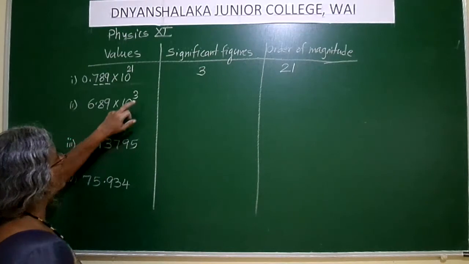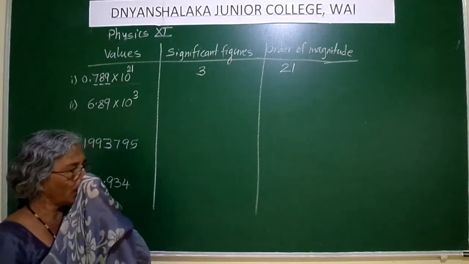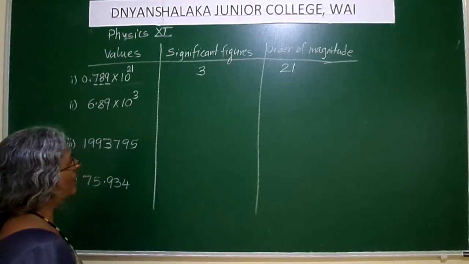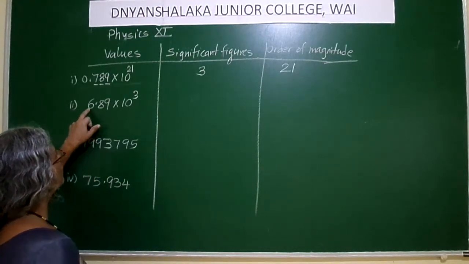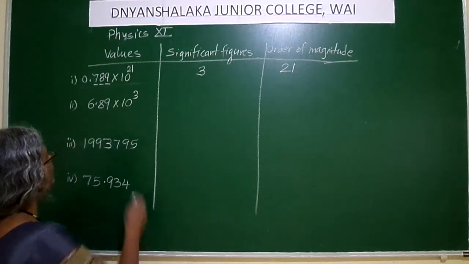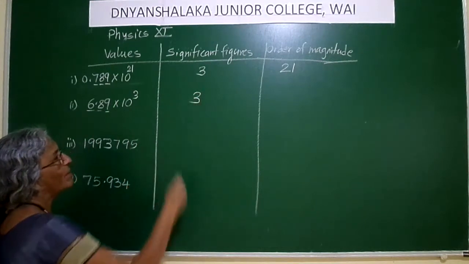6.89 into 10 raised to 3. For assigning the significant figures, there is no problem in it. I can directly write down the significant figures. How many significant figures will be there? 6 is significant, 8 is significant, and 9 is significant. So significant figures or digits will be 3.